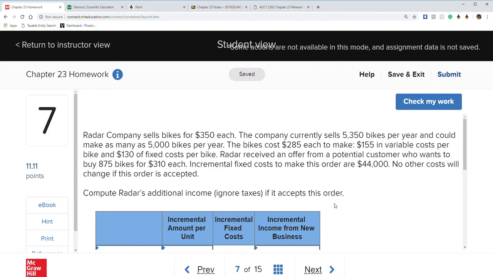They state that the incremental fixed cost, again, incremental means additional, and that's what we're going to focus on, of this order is $44,000. No other costs will change. Let's go see what we need to do, and that is, should we accept this order or should we just reject it?